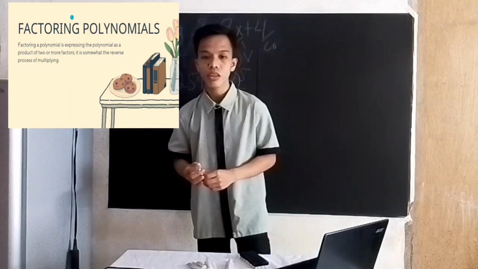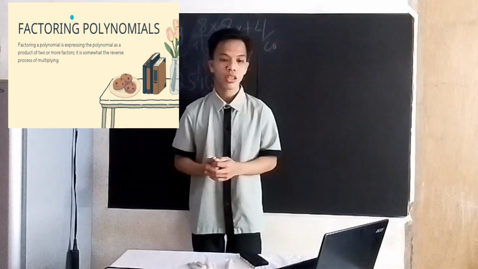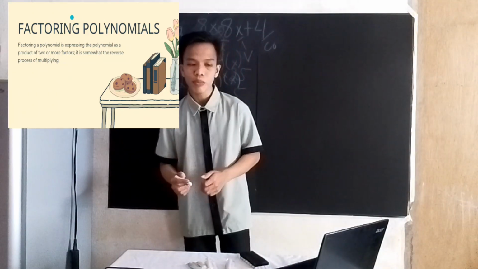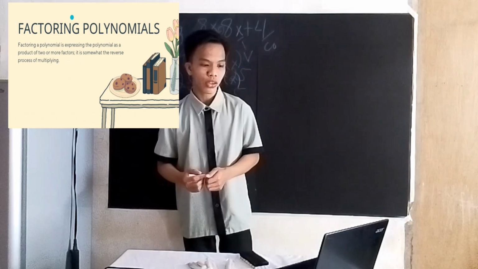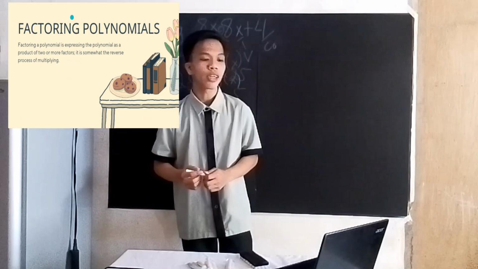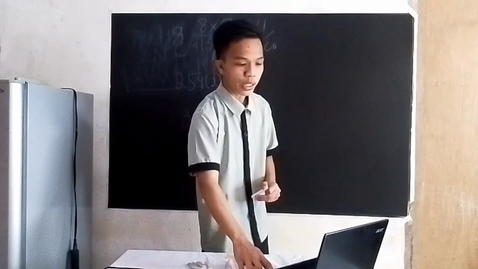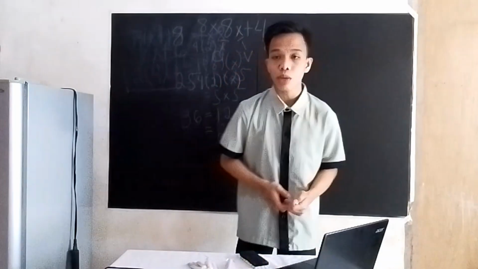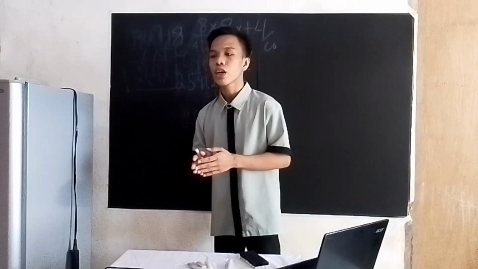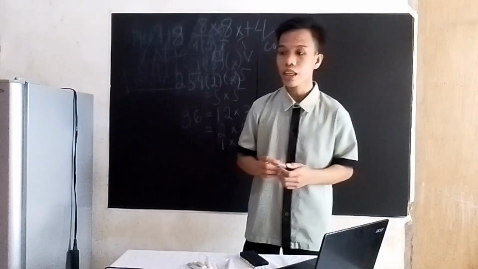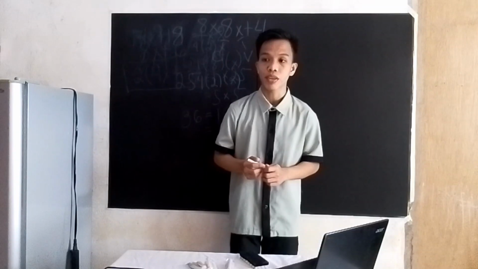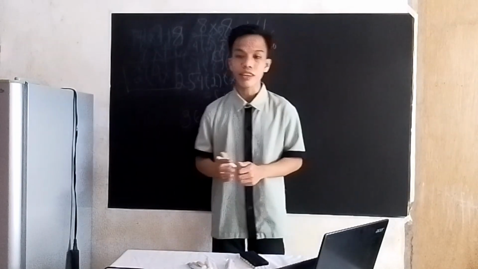Kindly read the definition. Yes, Ernesto. Thank you, Ernesto. Factoring a polynomial is expressing the polynomial as a product of two or more factors. It is somewhat the reverse process of multiplying. In factoring polynomials, we are just going to find the multiplicand and the multiplier of an expression. In factoring polynomials, we have 4 different types, and that is what we are going to discuss today.